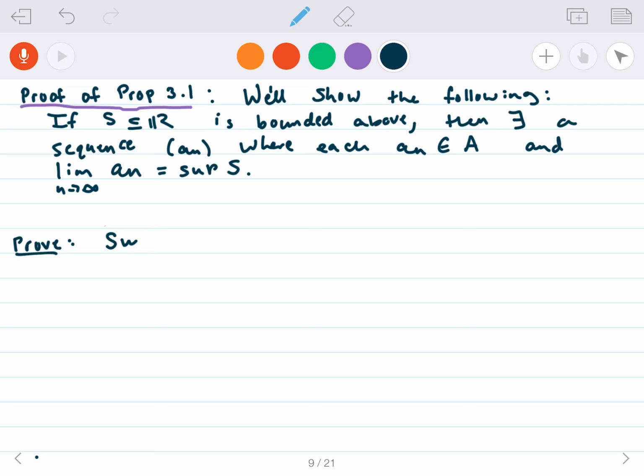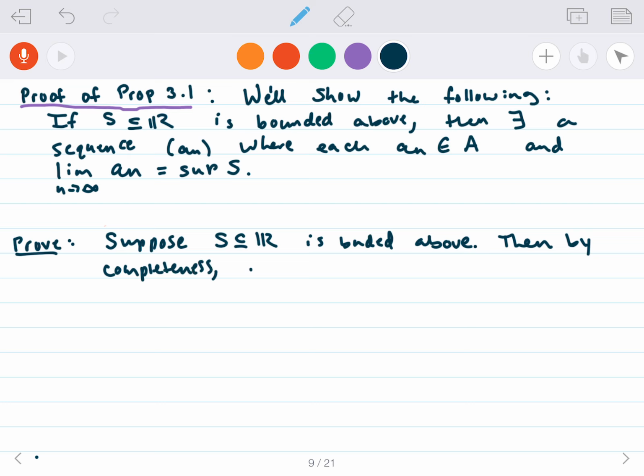Alright, so we're going to suppose the hypothesis. Suppose that we have a set in the reals that's bounded above. Then, by completeness, it has a supremum. Let's call it alpha.